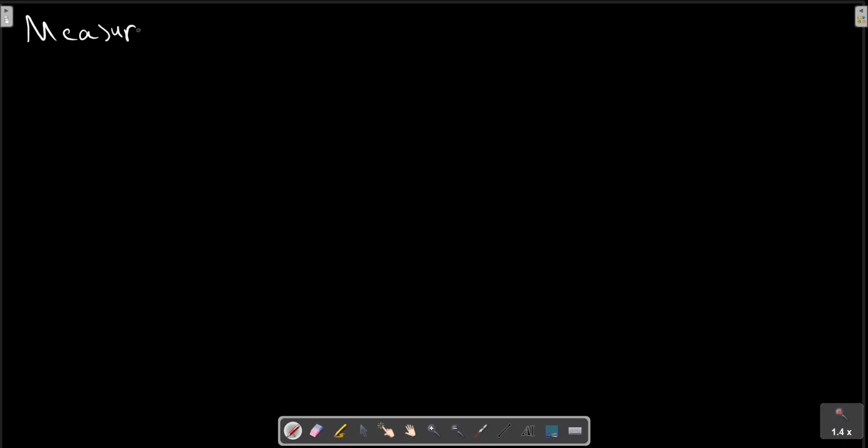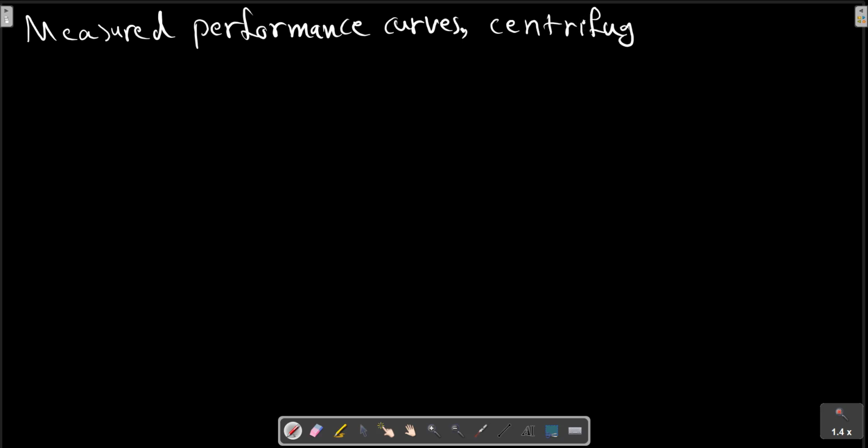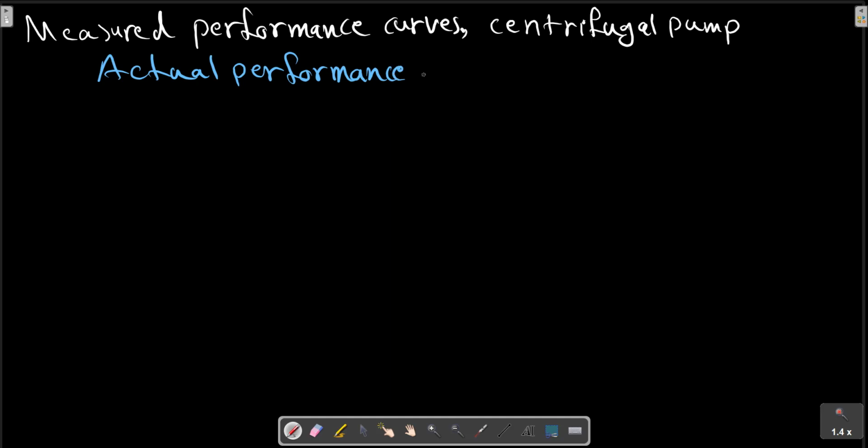Measured performance curves of centrifugal pumps are shown in this form. This picture shows actual performance data for a commercial centrifugal pump.